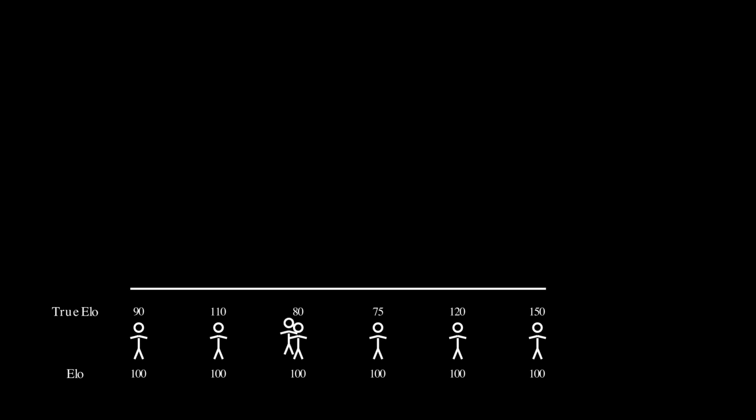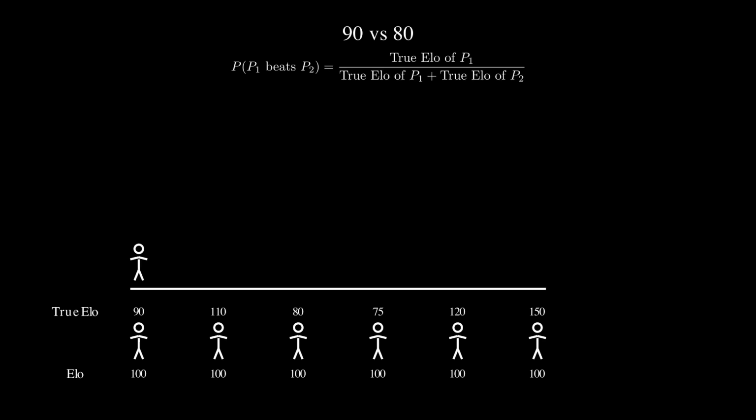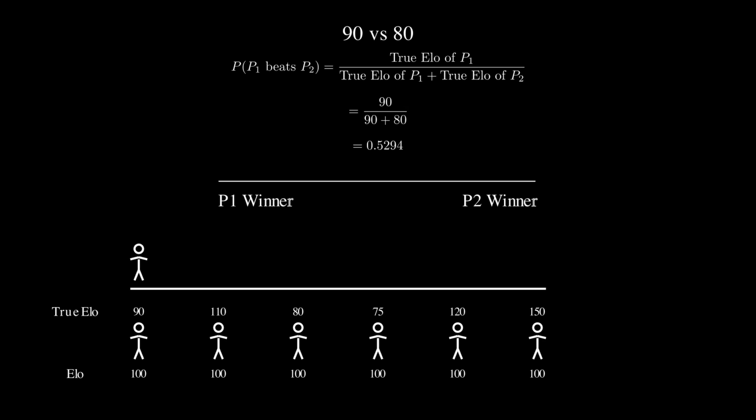Now for the first matchup. The player with a true Elo of 90 versus the one with 80. To simulate the game, we'll calculate the probability that the higher rated player wins. In this case, it's about 0.5294. Then we will randomly pick a number between 0 and 1. If that number is less than 0.5294, the higher rated player wins. If it's higher, the underdog wins.